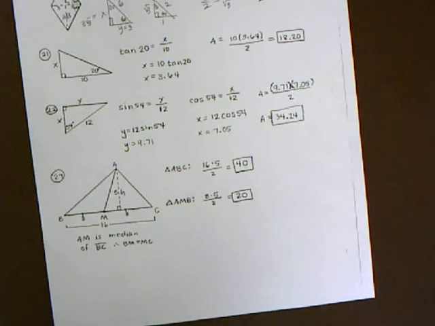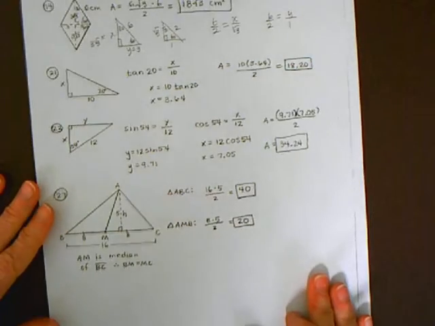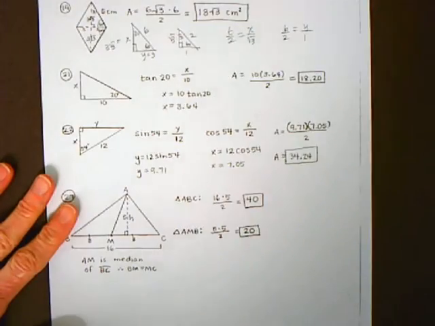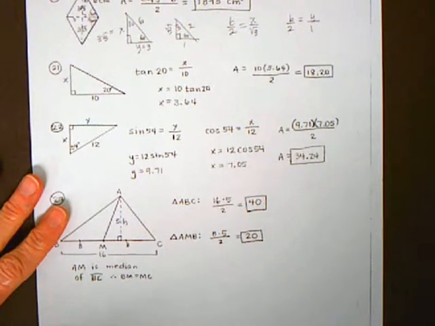Okay, so for 21, you need to use a calculator or the trigonometry table on page 311 to find the area of each figure to the nearest tenth. Okay, so here's the picture that they give you. This side length here is 10. Let's see if I can get that a little bit bigger, zoomed in there.